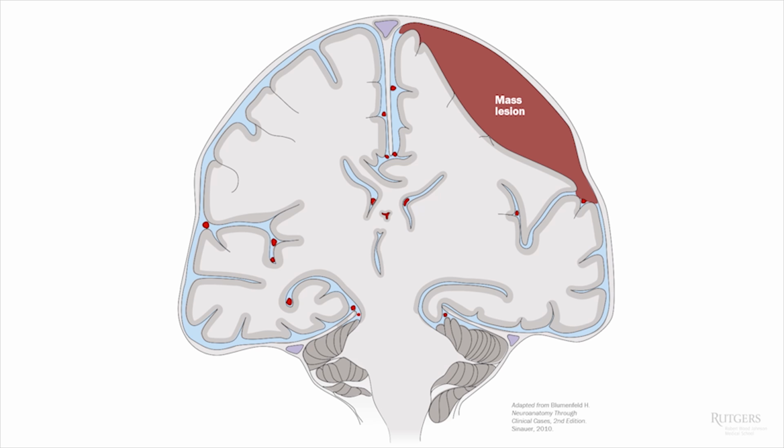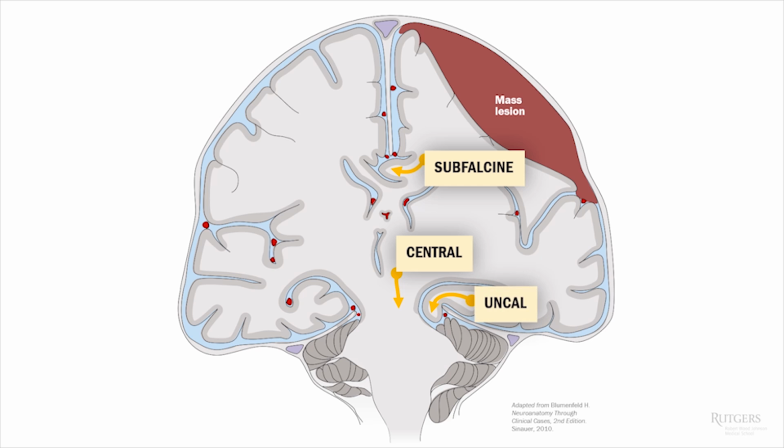The medial frontal lobe can herniate under the falx cerebri, which separates the two hemispheres. Diencephalon can herniate centrally downward into the midbrain. Medial temporal lobe, the uncus, can herniate onto the midbrain. And finally, the cerebellar tonsils can herniate through the foramen magnum.